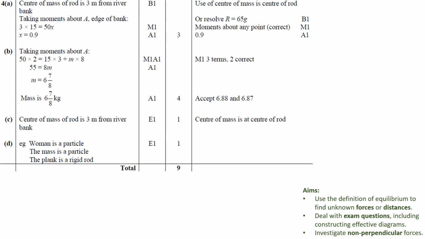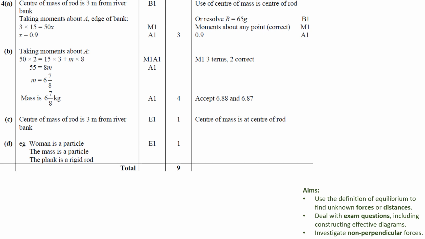Here are the solutions for that last question. There's a mark for recognizing that the center of mass is 3 meters from the riverbank. And then if you take moments about the edge of the bank, you should end up finding that the distance x is 0.9. You'll notice there's an alternative on the right.